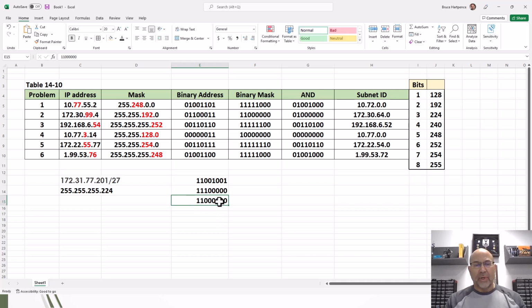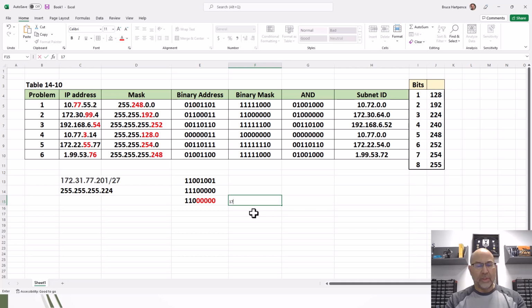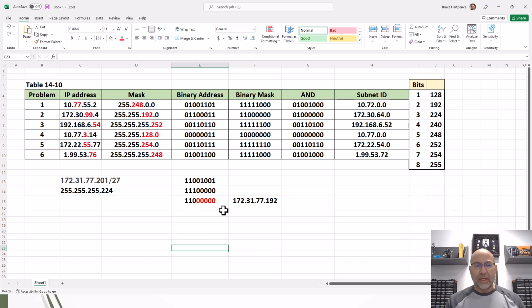Well, what is this address? This is the 192 network. So we can see all zeros in the host portion here, right? So there's our host portion. And so that means that my subnet here is 172.31.77.192. Well, what would the broadcast be?